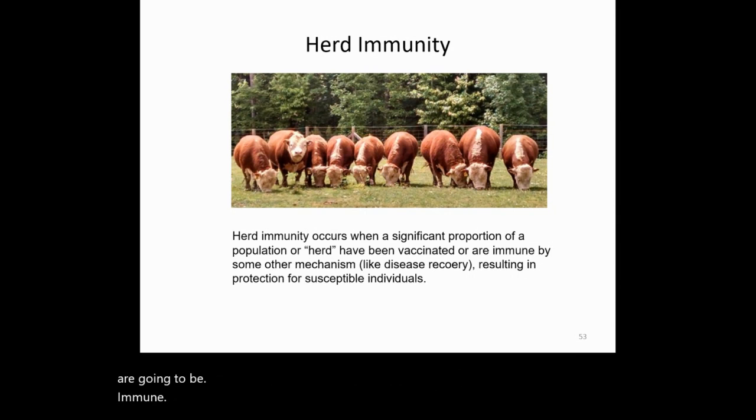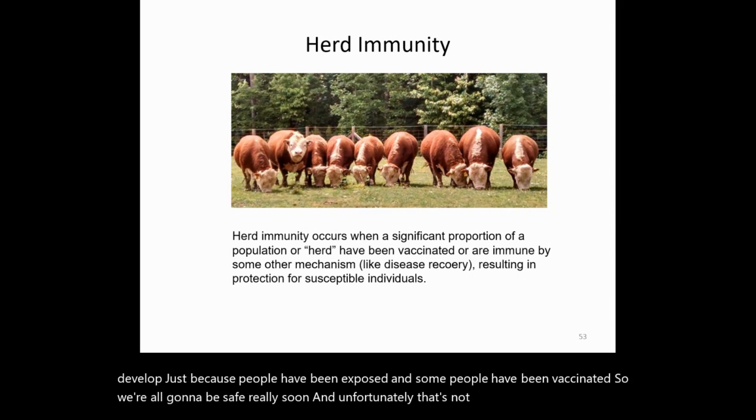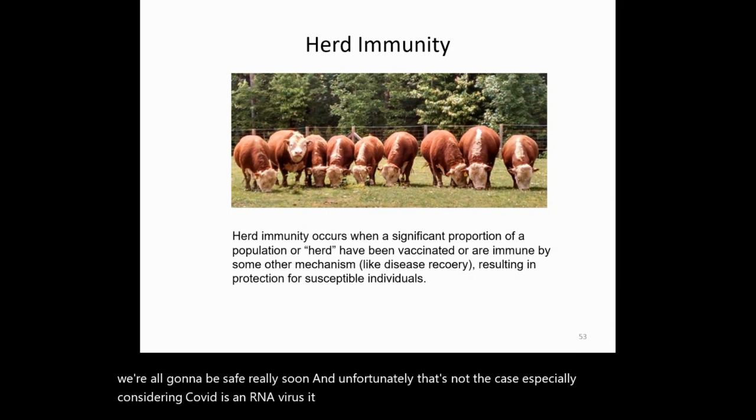So with COVID, this term has been thrown around a lot, right? That herd immunity is going to develop just because people have been exposed and some people have been vaccinated, so we're all going to be safe really soon. And unfortunately, that's not the case, especially considering COVID is an RNA virus. It is going to mutate much more rapidly.